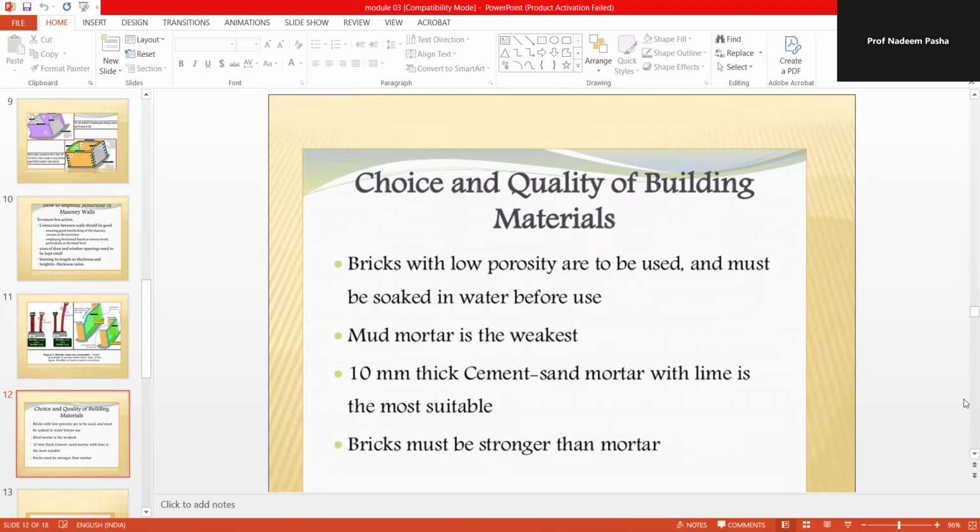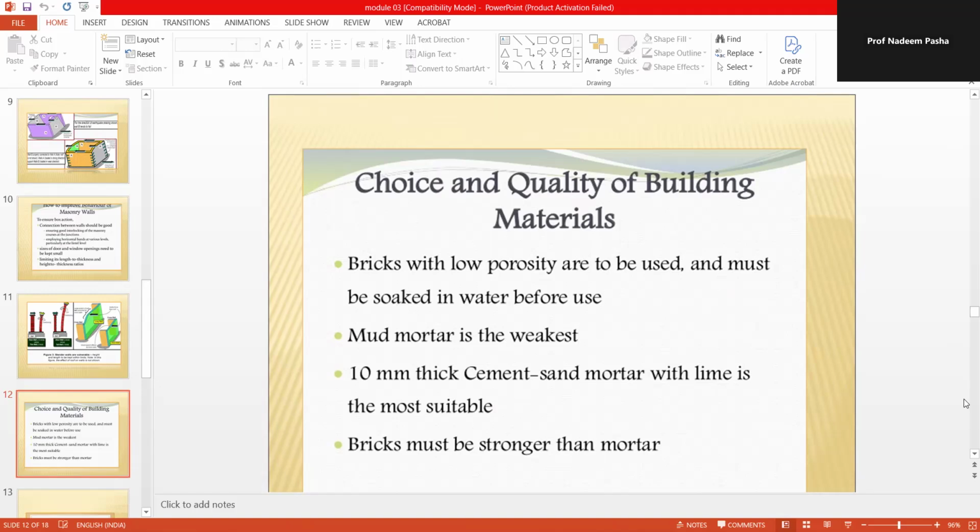Bricks with low porosity are to be used and must be soaked in water before use. Good quality bricks should be used. Mud mortar is the weakest, so it should be avoided. 10 mm thick cement sand mortar with lime is the most suitable.